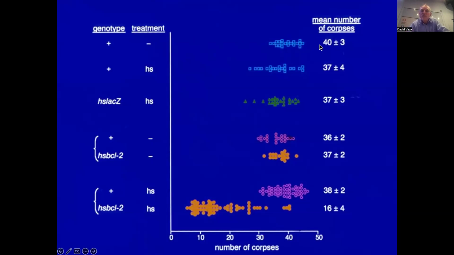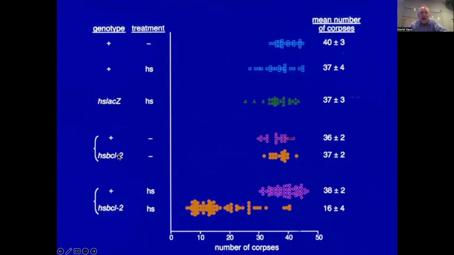And at this stage of development, you could see an average of 40 corpses within the embryo. If you gave these worms a heat shock, you get a wider distribution of numbers of corpses, but it doesn't really have much of an effect. If we expressed a control gene, this is the gene for beta-galactosidase, which makes the cells turn blue, and gave them a heat shock, again, it was the same as wild type. It's not affecting the number of corpses.